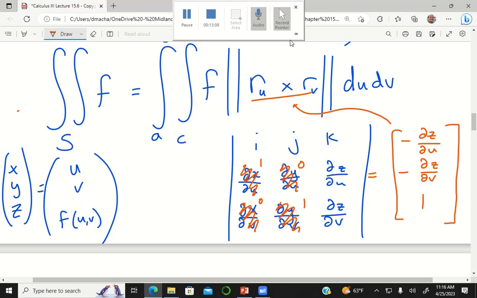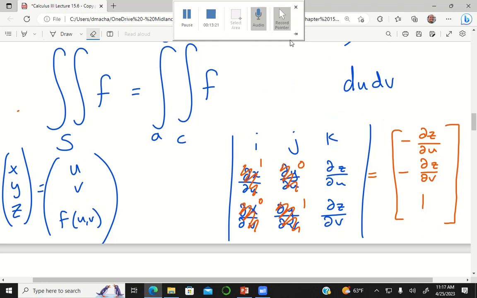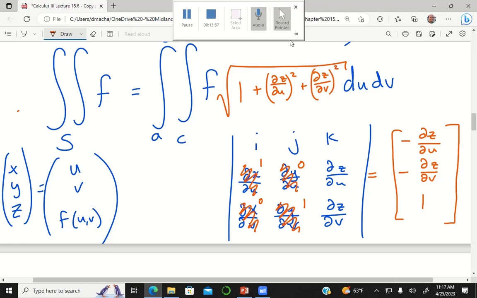Then the next thing I would do is take the norm, and the norm is just what you get if you square all of the entries and then add them together. So let me replace this whole norm thing with squaring all of the entries of that vector, adding them together, and then taking the square root. So that would be 1 squared plus the partial of z with respect to u squared plus the partial of z with respect to v squared. This is what you would get as your formula if you have an explicitly defined surface.